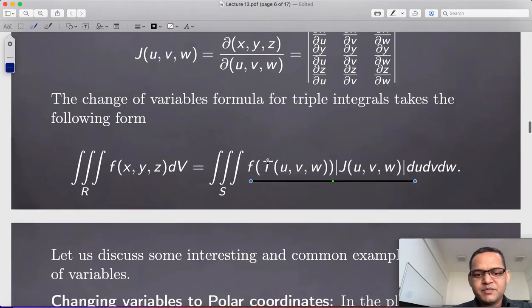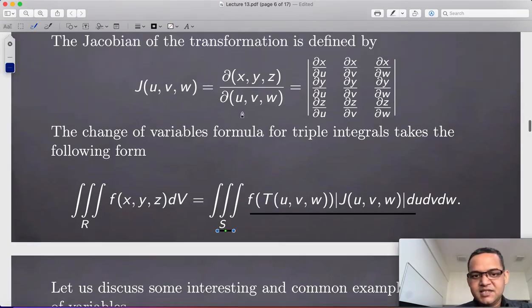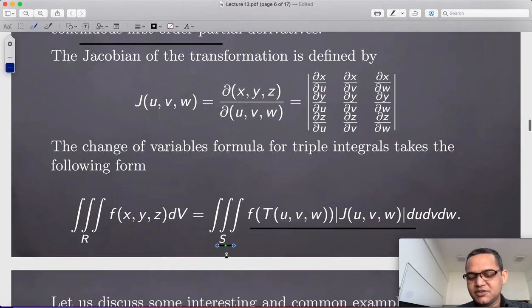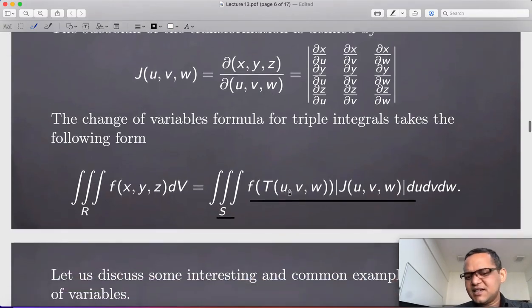So basically what you need to understand, depending on the problem, is to find out what transformation is going to work for us, and then compute its Jacobian and find how the region R gets transformed under this T inverse, correct? This is basically T inverse of R, and just compute the integral.